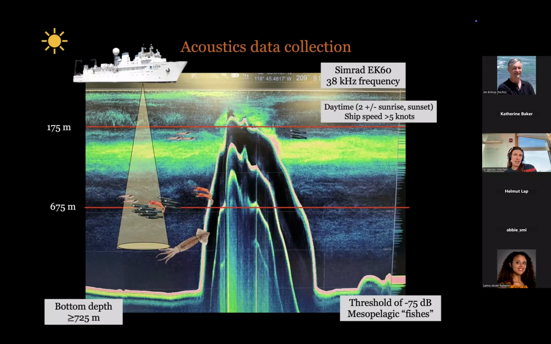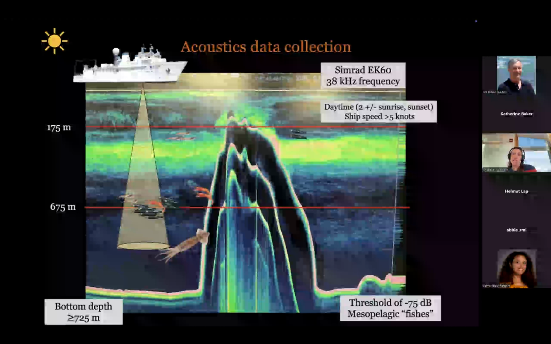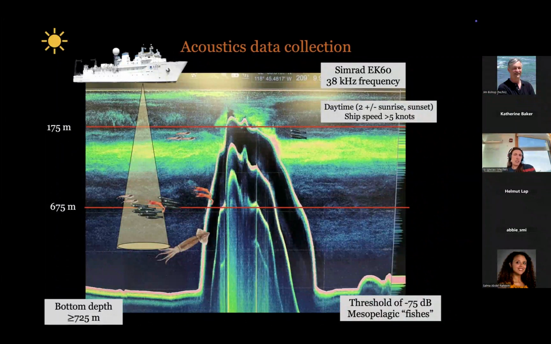Again, we looked at those depths that were greater than 725 meters, and we defined the mesopelagic zone in this study as about 175 meters as the upper limit, which had been shown in previous work to be the start of the main scattering layer, to about 675 meters. Below that depth, we started getting a lot of noise, so we didn't actually look at the deeper scattering layer, which occurs deeper than that. So today I'll be talking about the main scattering layer.